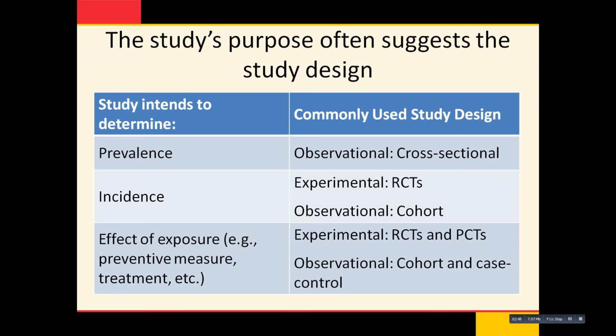When we think about incidence, we've got to start with people who don't have the disease. We've got to look at the cohort, right? They may be exposed and unexposed, but they do not have the disease. Same with experimental. So we don't want people with the outcome.